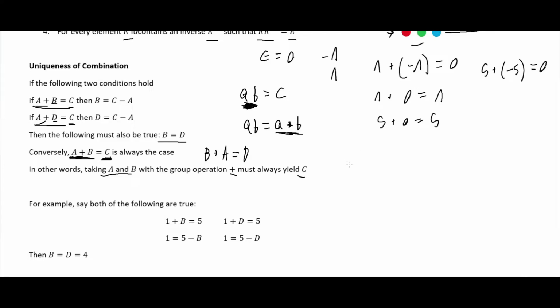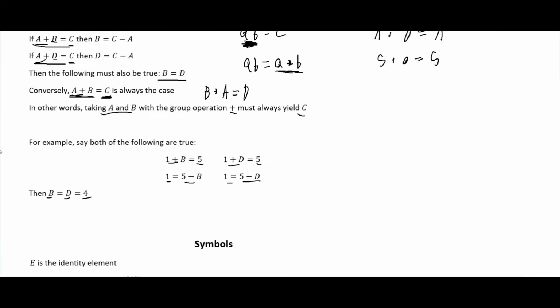And so a specific instance down here. For example, say we have 1 plus B equals 5 and 1 plus D equals 5. And so B equals 5 minus 1 and D equals 5 minus 1. It has to be the case that B equals D equals 4. And so that's the uniqueness of combination there.